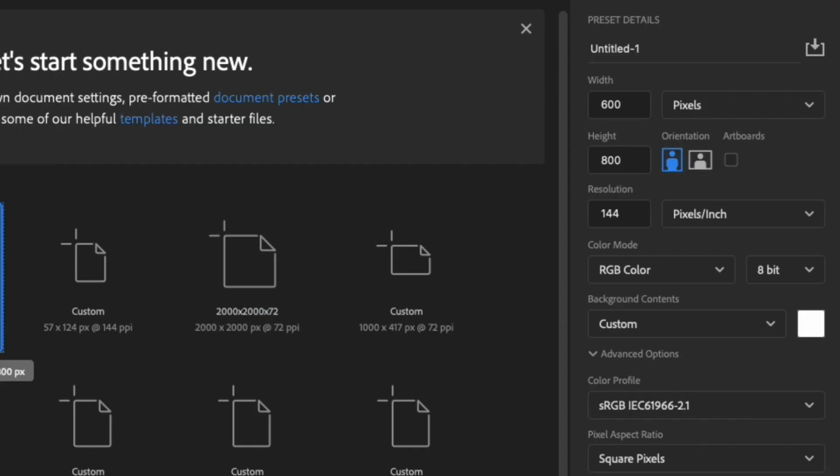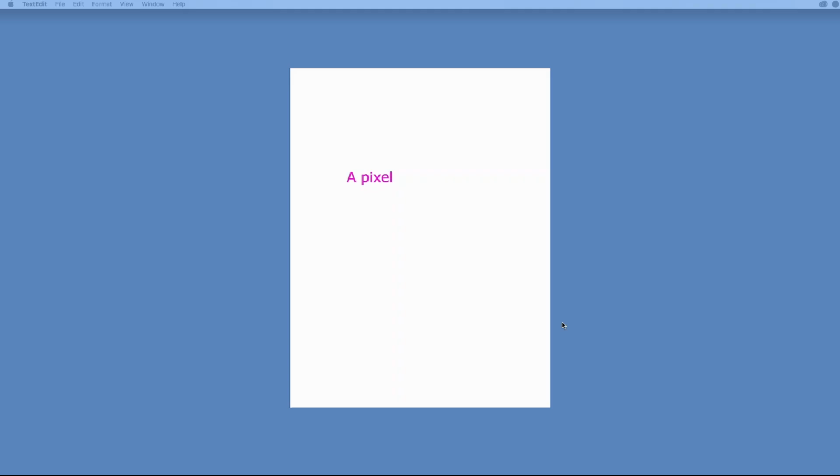The next set of fields has to do with the physical size of the document. In this field, you enter the width and just below, the height. Let's enter 1175 for width and 900 for height and keep it in pixels. So now, what is a pixel?